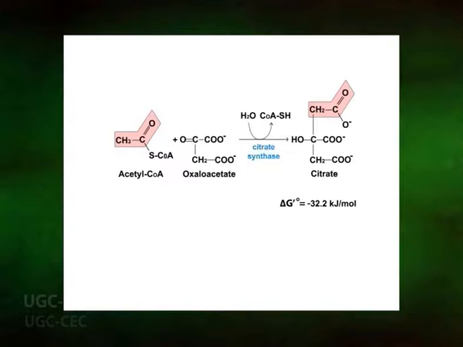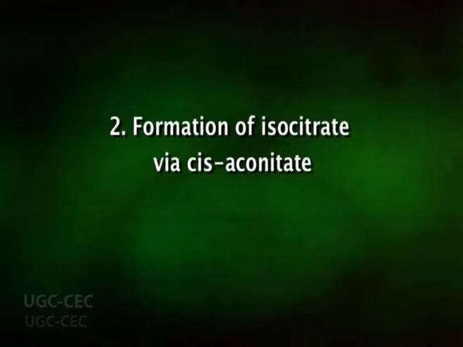This is the reaction in which acetyl coenzyme A combines with oxaloacetate in presence of citrate synthase to give citrate. Step 2, formation of isocitrate via cis-aconitate.